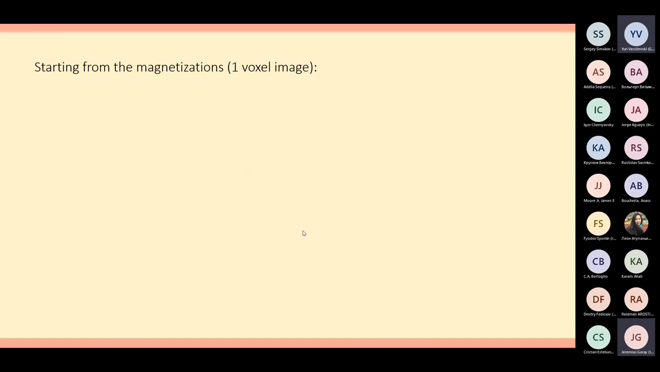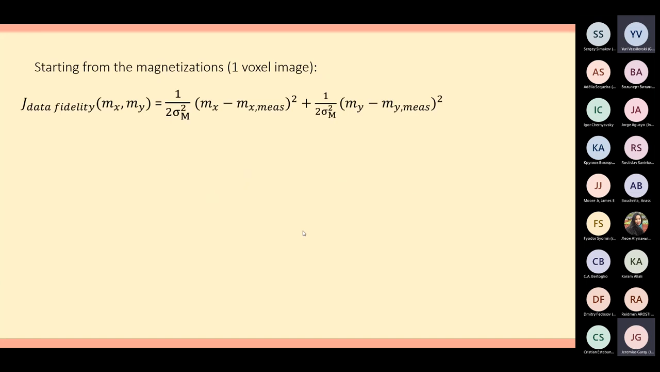Imagine that you have a one voxel image, and you start your minimization not from the velocity, but from the magnetizations. So here your mx is your variable, and then your measurement for the mx and my, the two components of the magnetizations. And we will expand the measurement in that direction by a polar form, like we expand this term, the blue one, by the modulus and the phase.